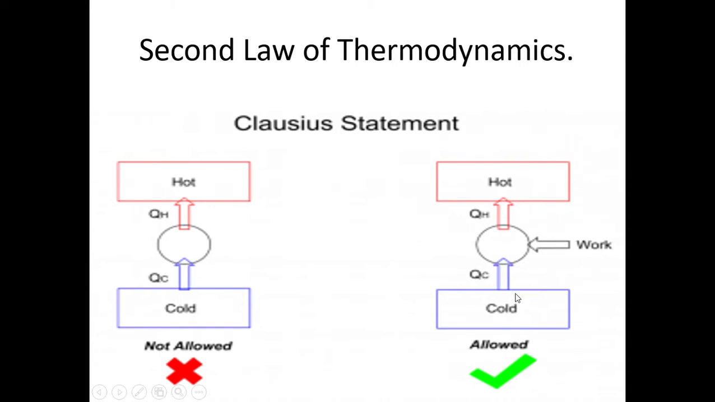That is, you can pump heat from low temperature to higher temperature if you provide some work input only. Then only you can pump heat from lower temperature to high temperature. Otherwise, heat will always flow from higher temperature body to lower temperature body. So this is the Clausius statement.